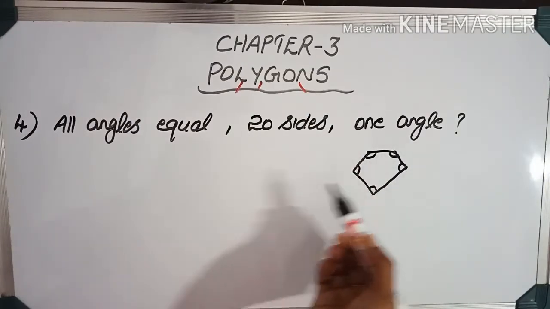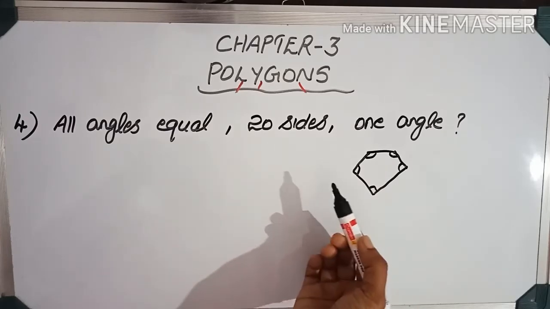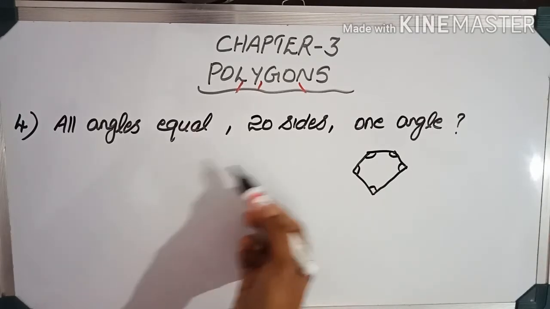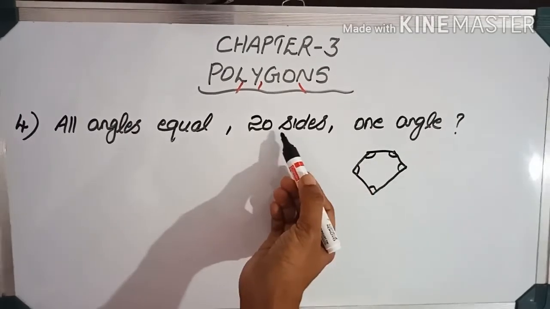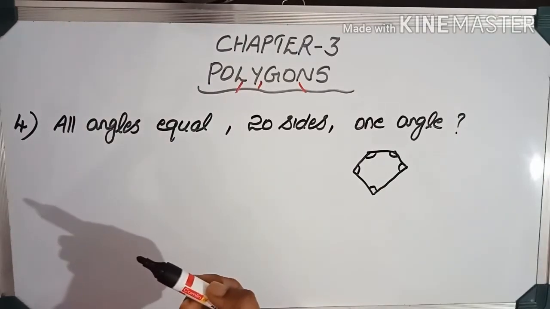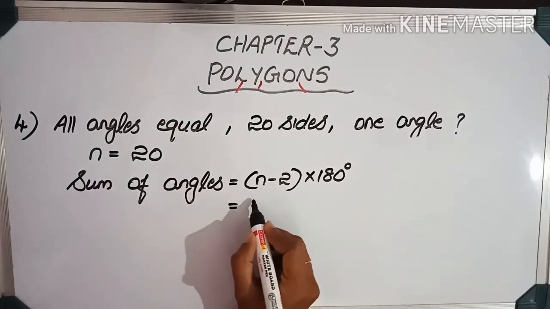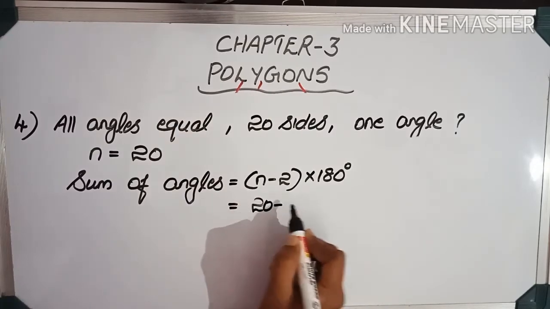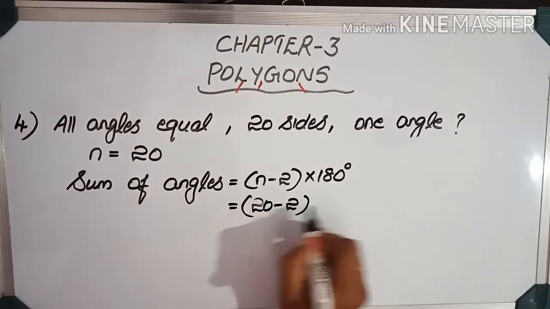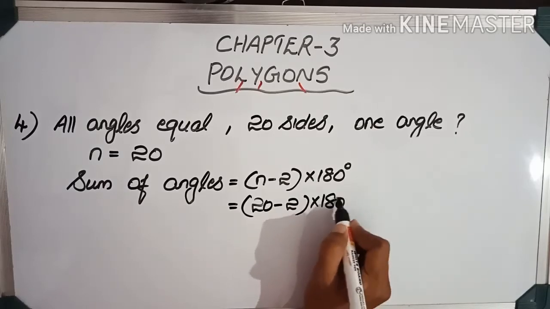That we need to find first. Okay, so by using the equation, let's find the sum of angles of this 20-sided polygon first. The equation is (n − 2) × 180. Now let's apply the number of sides, that is 20 here. So the answer will be (20 − 2) × 180 degrees.